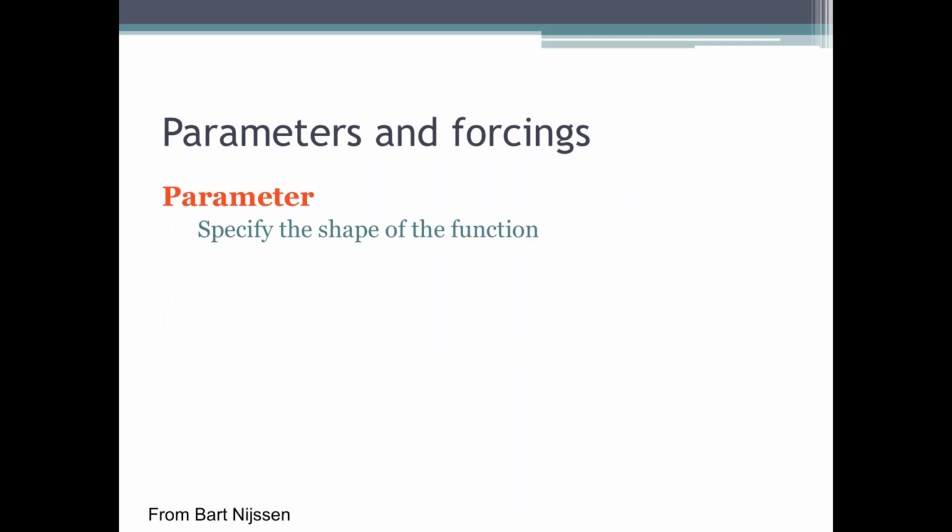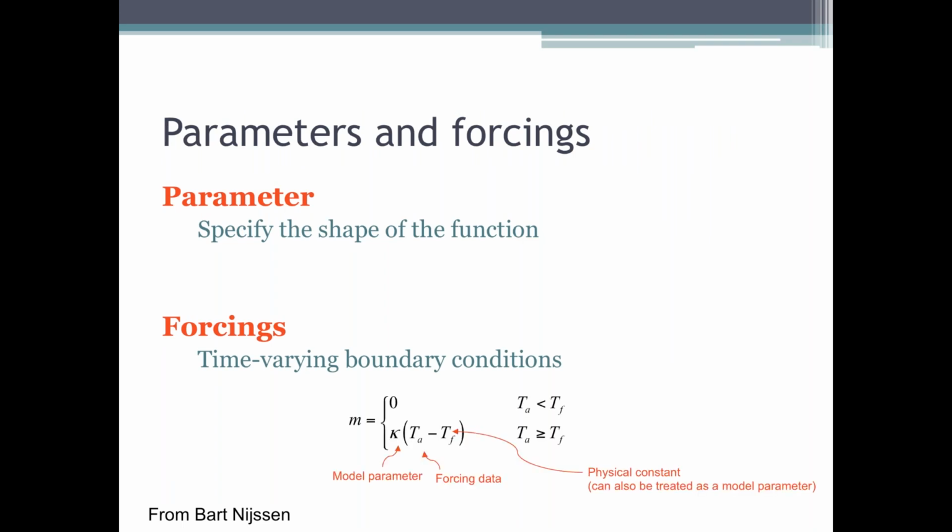Parameters specify the shape of the function, and forcings are time-varying boundary conditions. So here again, our model parameter is something we might tune for a model or find the best value. Our air temperature, we're going to have a time series, it's our forcing data. And then our TF, our threshold, is another model parameter here.